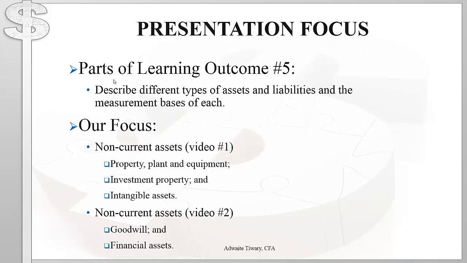In this presentation, we'll focus on parts of learning outcome number 5. This outcome talks about the different types of assets and liabilities and how they are reported on the balance sheet. The focus of this video will be to look at some non-current assets, also known as long-term assets, and we'll look at property, plant and equipment, investment property, and intangible assets. In the next video, we'll look at goodwill and financial assets.